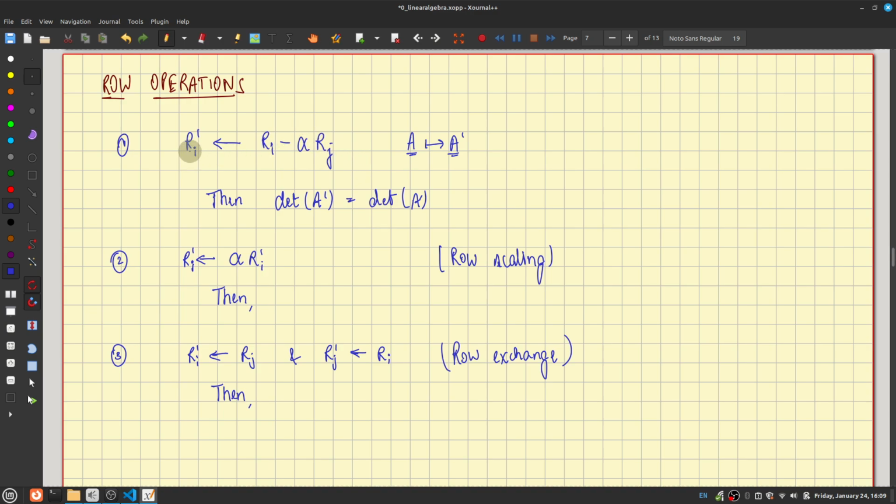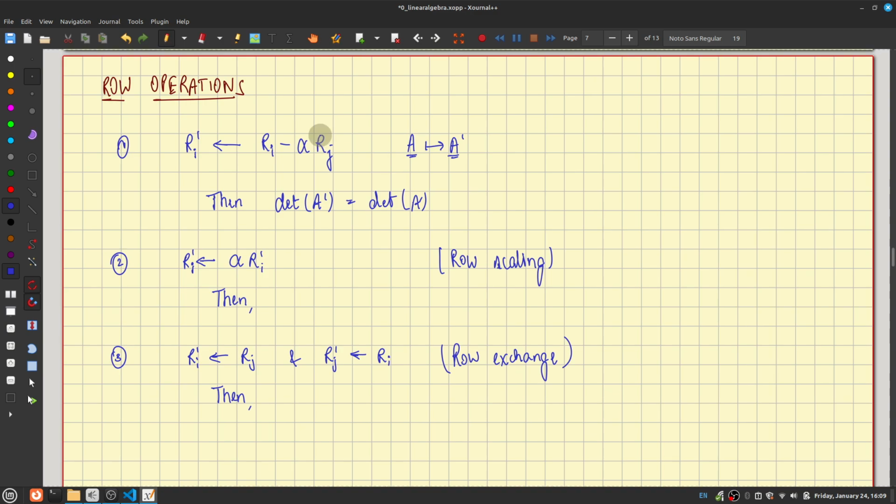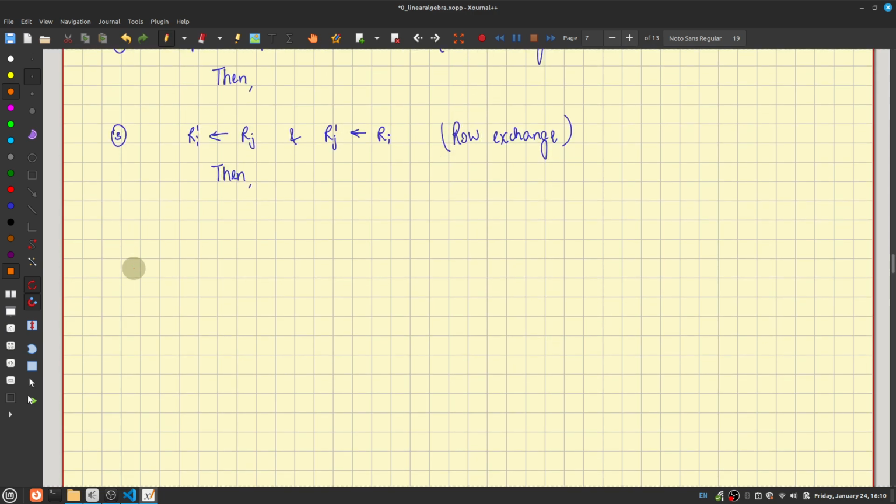Basically, let's try to think about it in terms of the cofactor approach. So essentially, what are we doing? We're taking the ith row, and we have the ith row minus alpha times the jth row. If you think about it carefully, if you expand the determinant in terms of the ith row of the new matrix, then it essentially becomes the determinant of A minus alpha times the determinant of another matrix. So the main idea is the following. The first kind of operation is Ri prime is the ith row minus alpha times Rj.